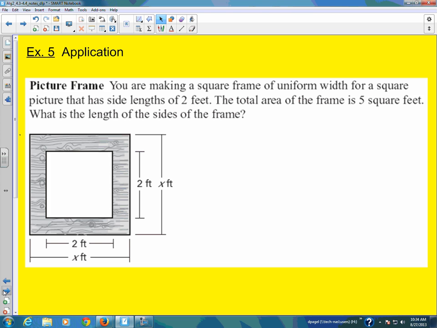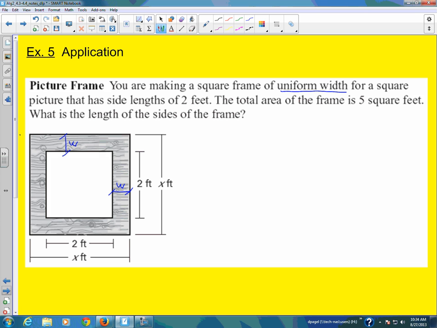All right. With careful reading of this problem, we're making a square frame of uniform width, means the same width. So that uniform means that this width here, we'll just call W, is the same all the way around. All right, that's uniform width.